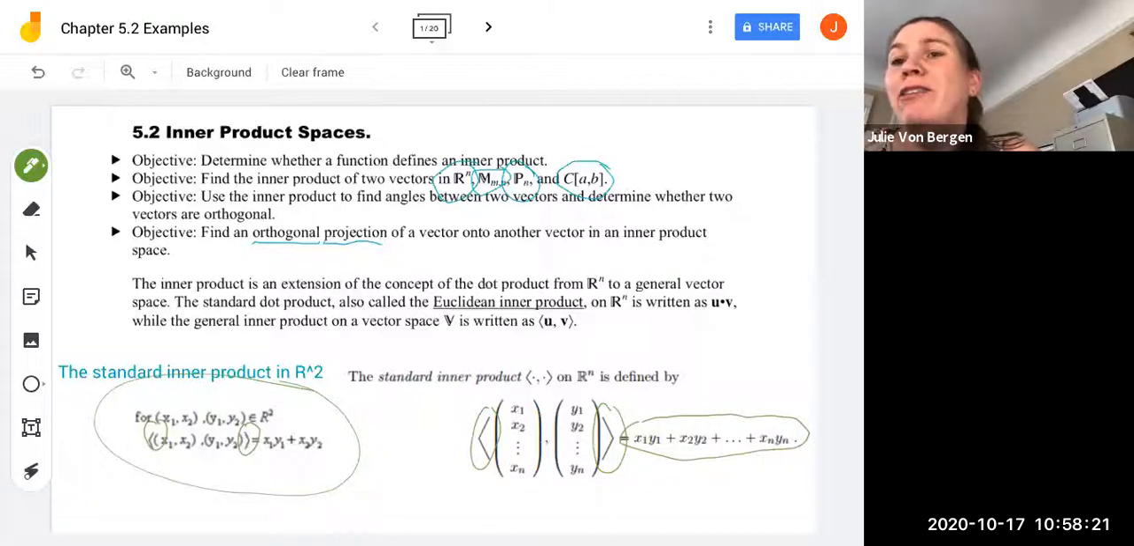So the standard dot product is also called the Euclidean inner product because it's the inner product on Rn, and we know Rn is known as Euclidean space. And so that's written U dot V, while the general inner product on any vector space is written UV with these brackets on the ends. I'm not sure the name of the brackets. They look kind of like sideways carets, or the pointy brackets, you could call them. You don't have to be too technical.